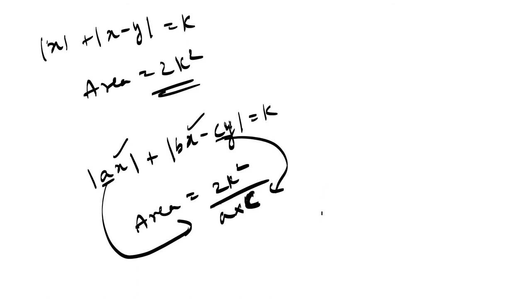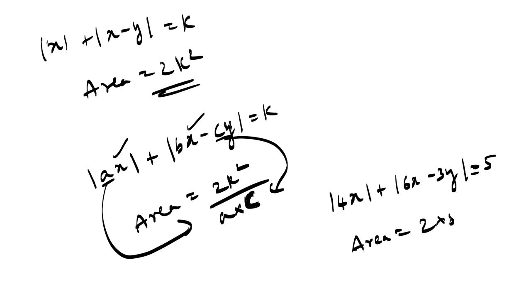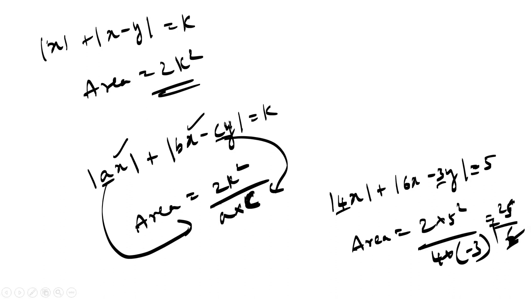Let us take an example here. |4x| + |6x - 3y| will be equal to 5. Right? Just calculate the area. Area will be equal to 2k square, 2 into 5 square by, what is a? A is 4, 4 into what is c? C is minus 3. Just calculate this. We will get 25 by 6 as area, or minus 25 by 6. As area is always positive, take the positive sign.